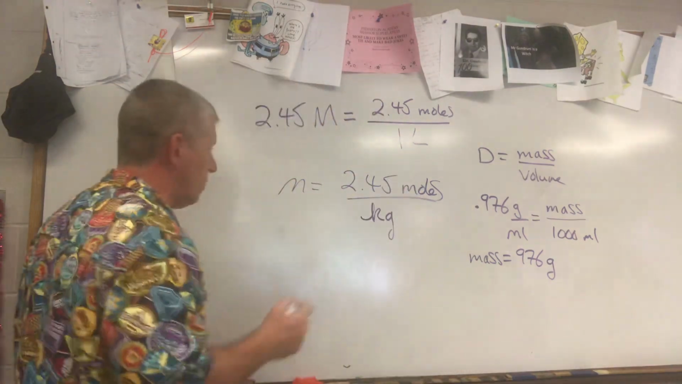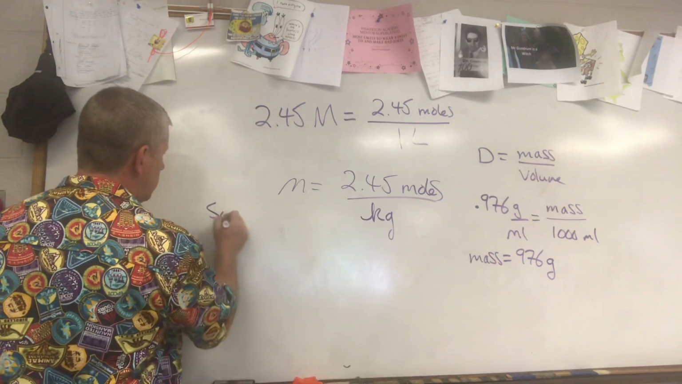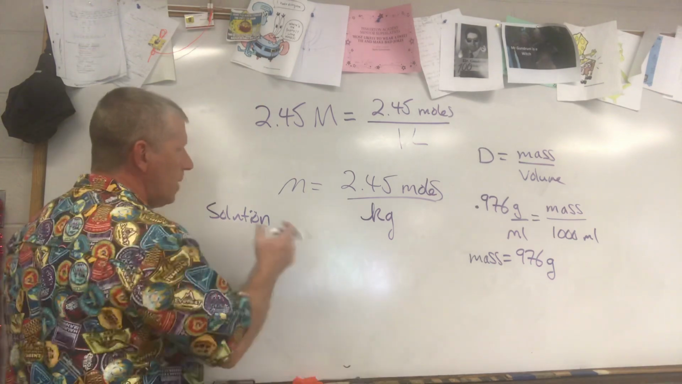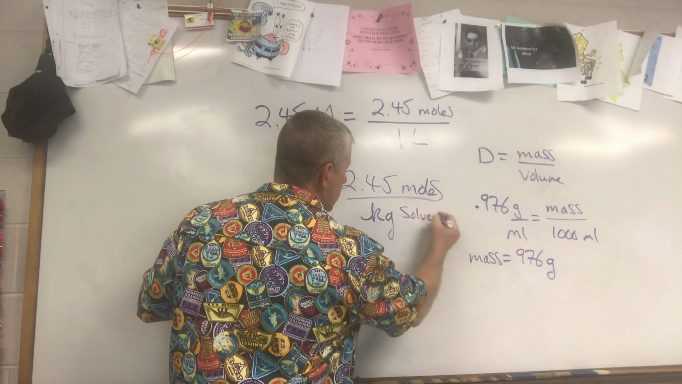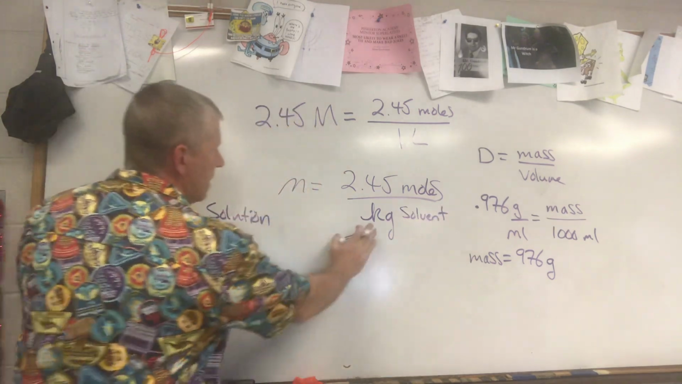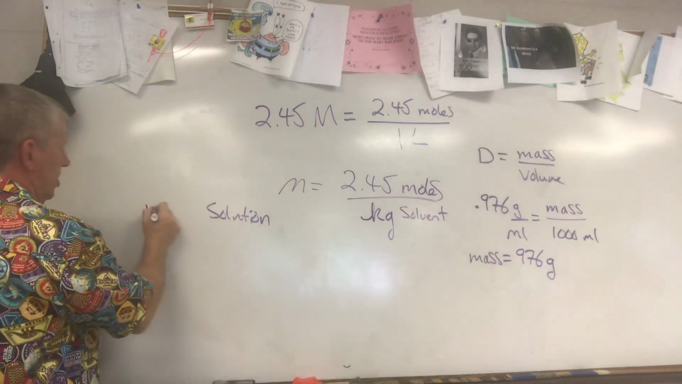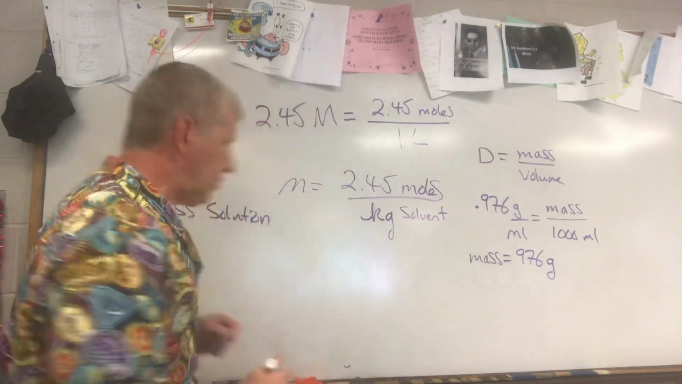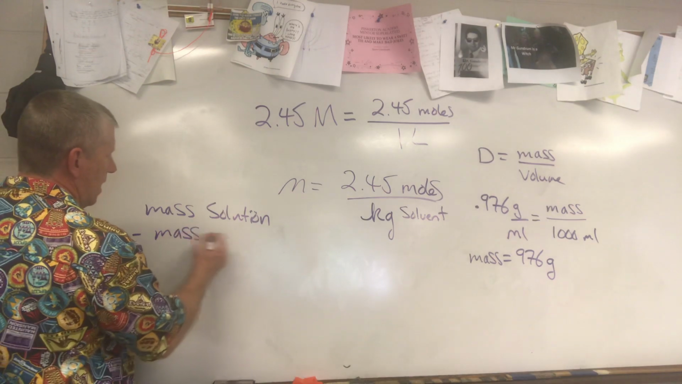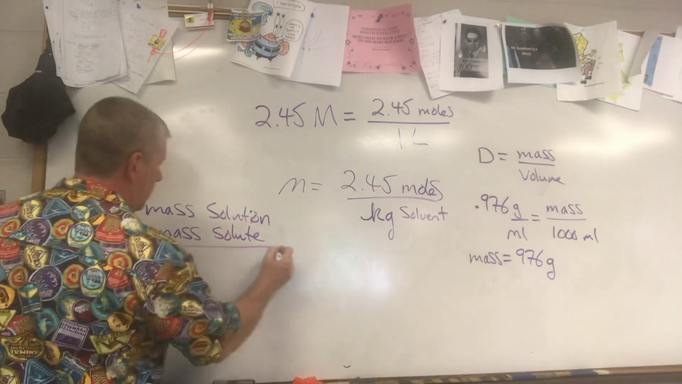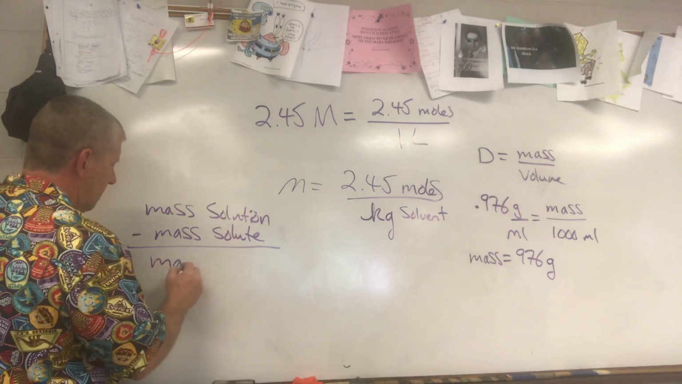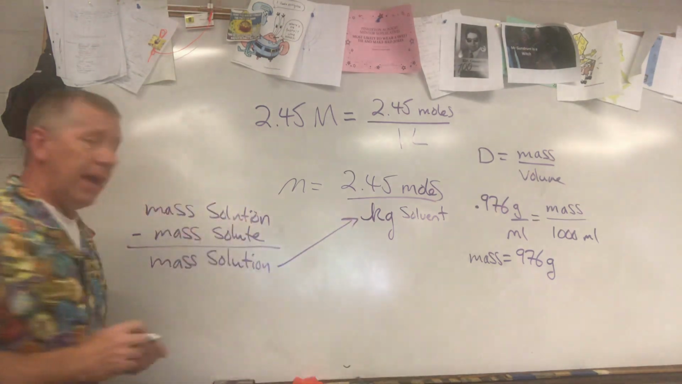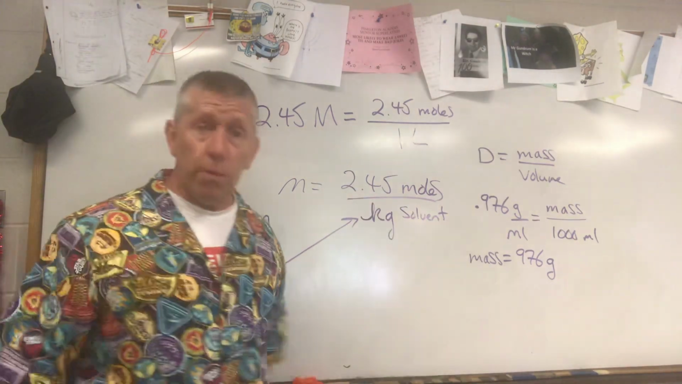Now here's what we remember from the last, well, 2 videos ago. Solutions are made up of solutes and solvents. Now what we want down here is kilograms of the solvent. If I know the mass of the solution, and I know the solution is made up of both a solute and a solvent, if I subtract the mass of the solute, you know what that'll leave me? That'll leave me the mass of the solvent, which is exactly what I need to put there, divide it into 2.45 and get this problem over with.